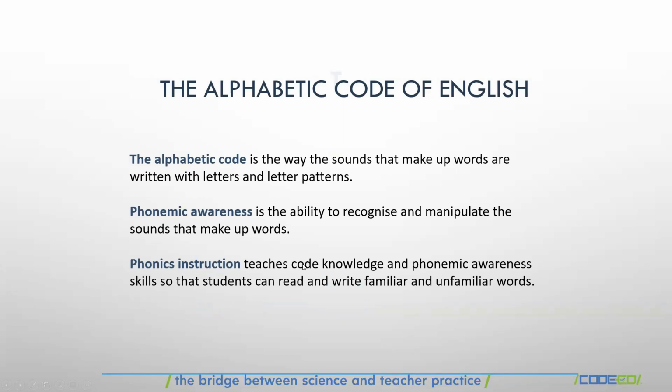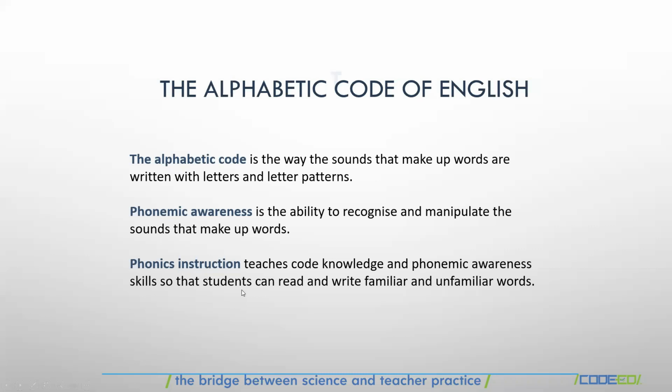The alphabetic code then is the way that the sounds that make up words are written with letters and letter patterns. That's what the code is. Because the code is built around the sounds that make up words, we need to understand how to work with sounds, and that's what phonemic awareness is. It's the ability to recognize and manipulate the sounds that make up words. If you can't use your phonemic awareness skills, learning about the code will not help you, because you have to be able to use your phonemic awareness skills matched and mapped to the code to understand how to read and write unfamiliar words. And that's what phonics instruction is.